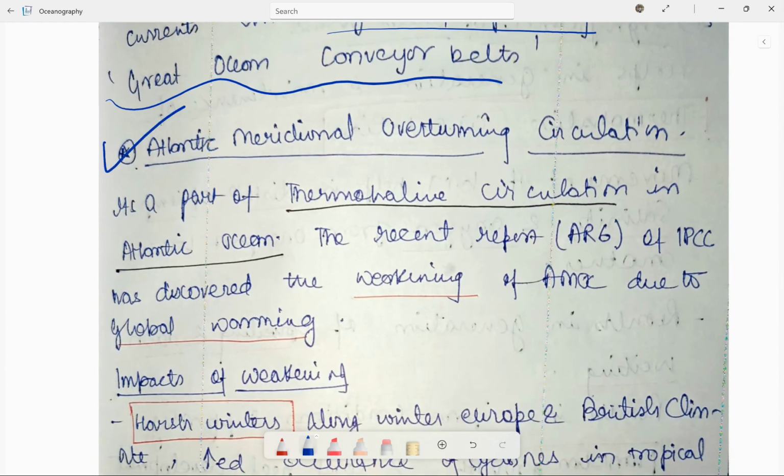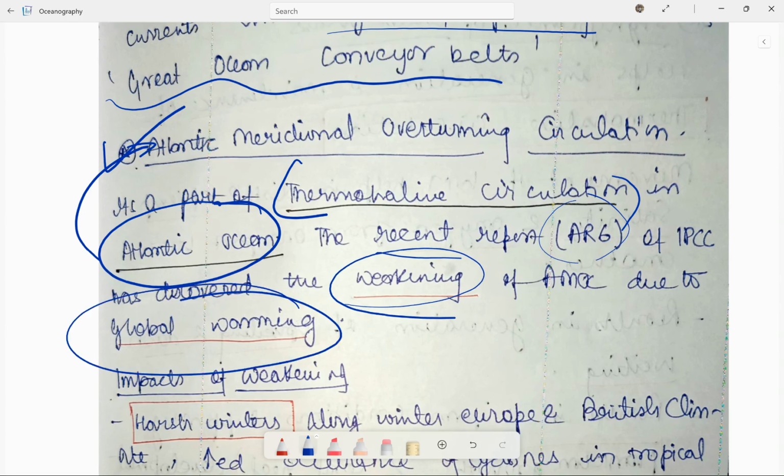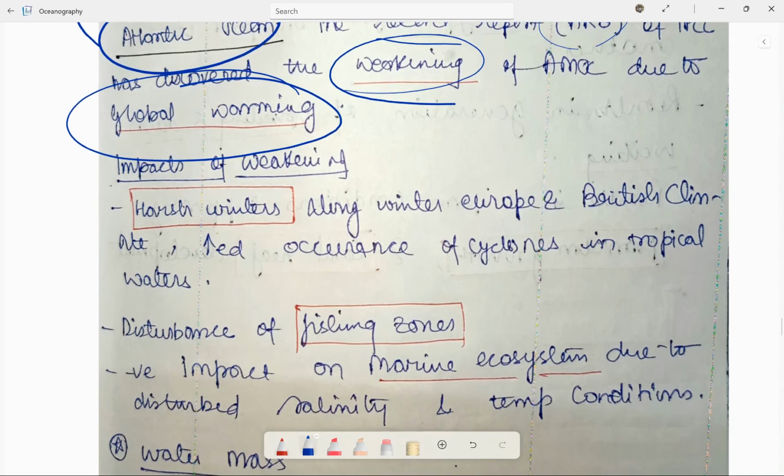Next concept is Atlantic Meridional Overturning Circulation, AMOC. ये पार्ट है किसका, थर्मोहलाइन सर्कुलेशन का, जो कि अटलांटिक ओशन में हो रहा है, नाम से पता चल रहा है. रीसेंट रिपोर्ट AR6 का जो बोल रहा है कि ये जो एएमओसी है बहुत वीकन हो रहा है, वाई, बिकॉज ऑफ ग्लोबल वार्मिंग. लेट्स अंडरस्टैंड हाउ इट इज गेटिंग वीकन.